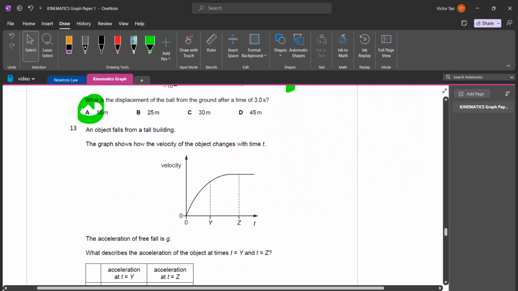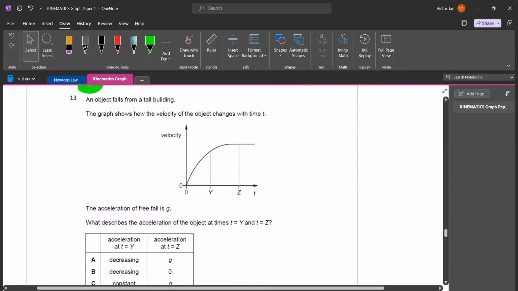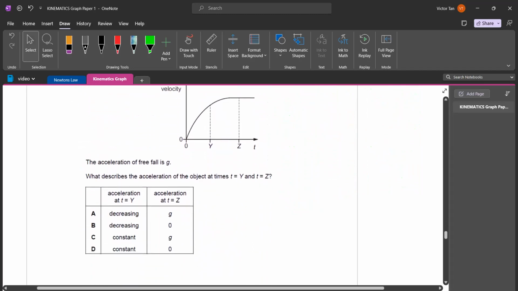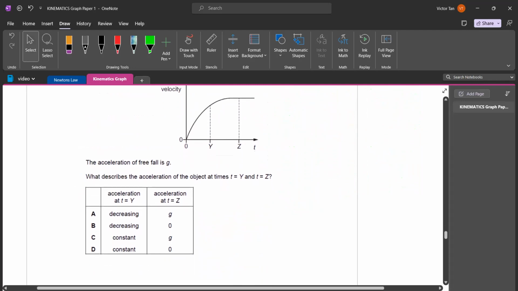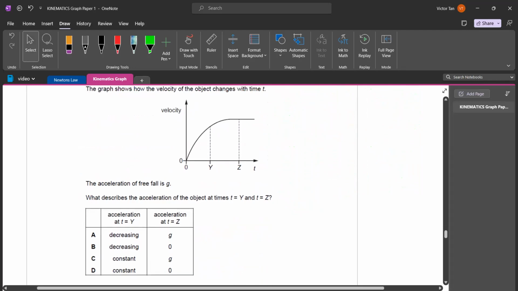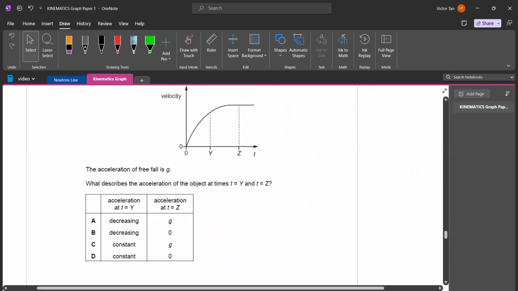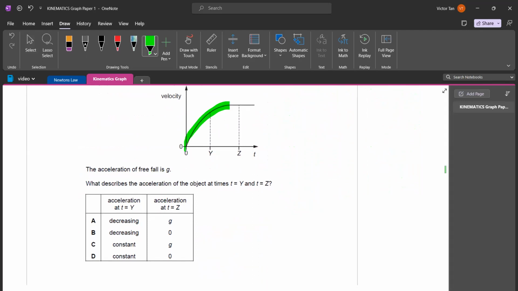An object falls from a tall building. The graph shows how the velocity of the object changes with time t. The acceleration of free fall is g. What describes the acceleration of the object at t equals y and t equals z? So again, it's a falling object. The gradient is decreasing here. So at y, the gradient is decreasing, the acceleration is decreasing. And over here, the gradient is 0, and therefore the acceleration is 0. Answer is B.